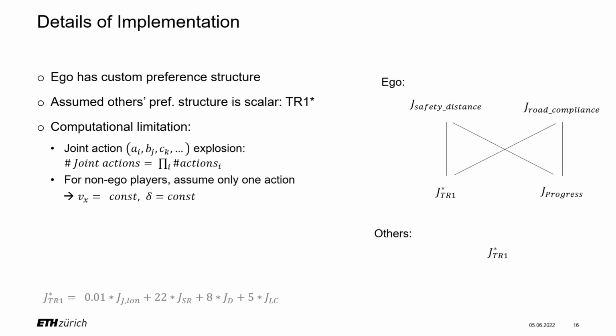Here we have a bit of a computational limitation, because especially the metric computation takes a lot of resources. And there is a joint action explosion, in the sense that the number of joint actions is equal to the multiplication of the number of actions for each agent. So here we did a simplification, and for all the non-ego players, we just assumed one action: a constant velocity and constant steering.